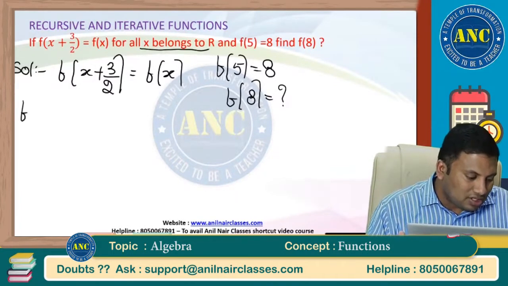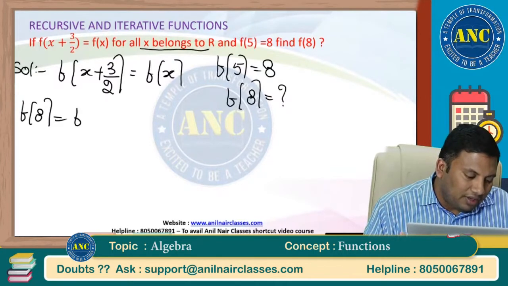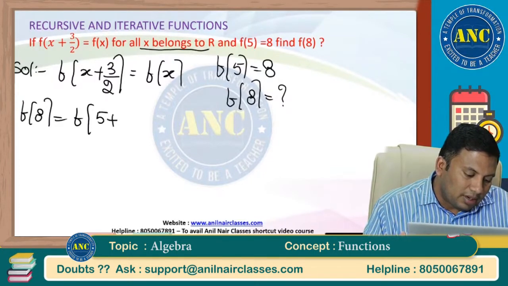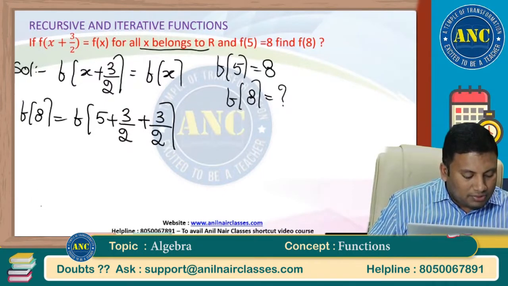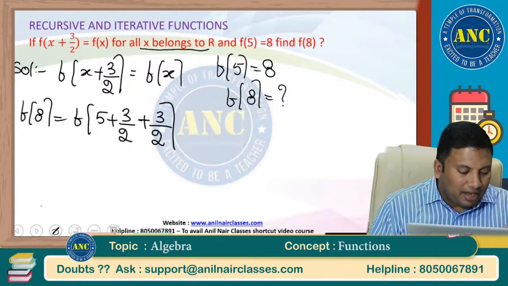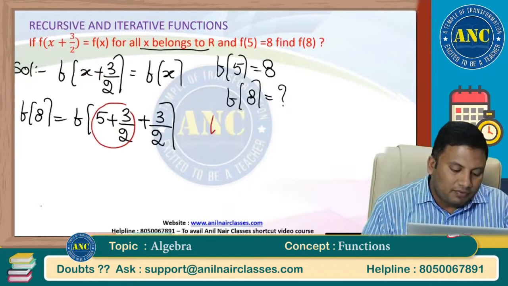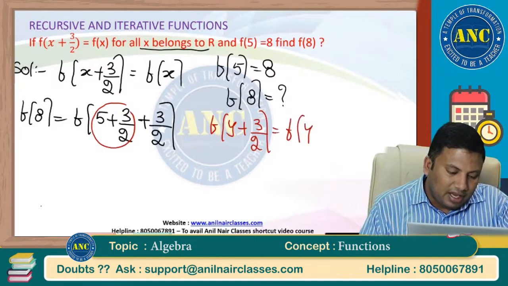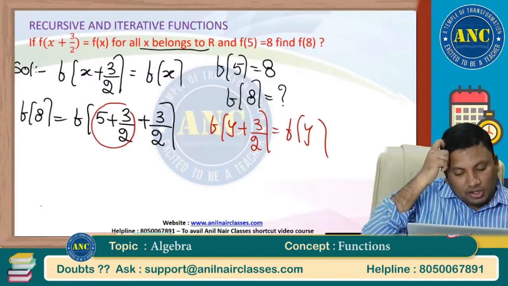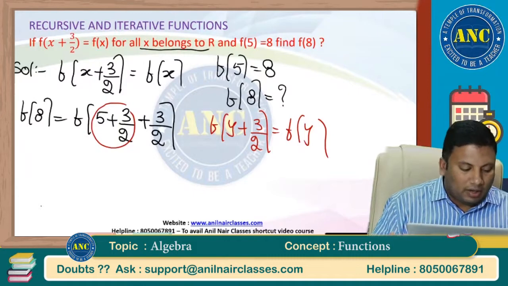Now let me first take the question. Question is f of 8. F of 8, 8 is nothing but 5 plus 3 by 2 plus 3 by 2. I hope the idea is clear. Now if you observe here, if I take 5 plus 3 by 2 as y, this is nothing but f of y plus 3 by 2, which is f of y. X is replaced with y. So f of y plus 3 by 2 is equivalent to f of y.